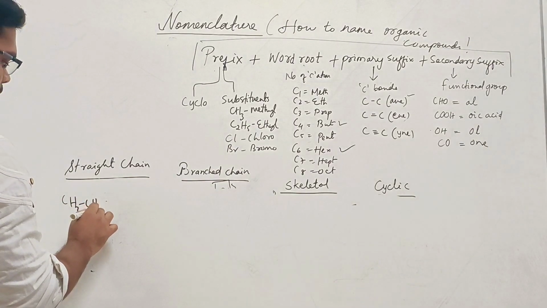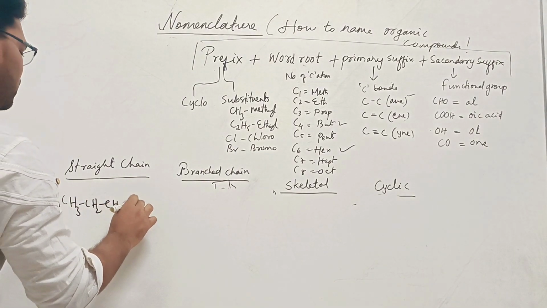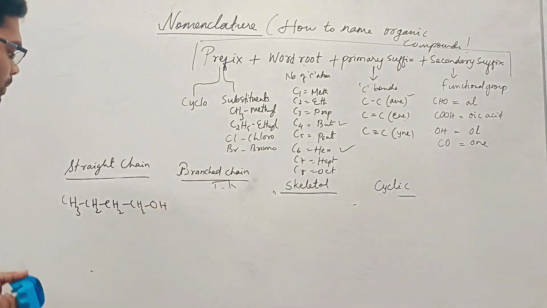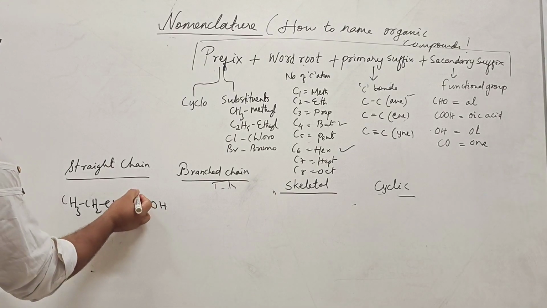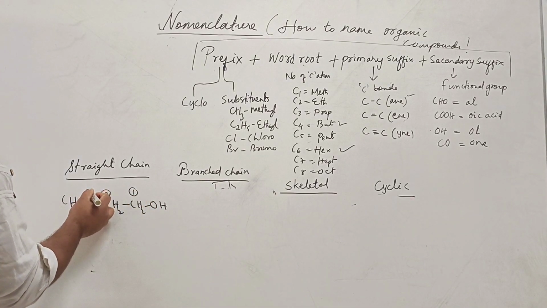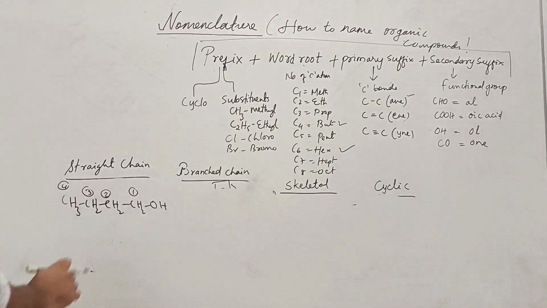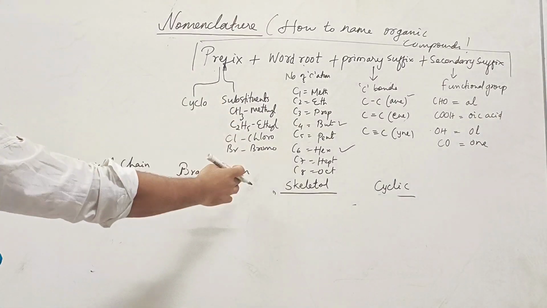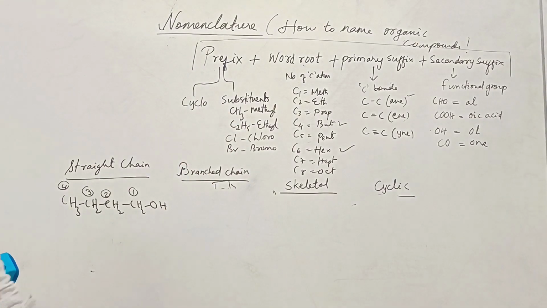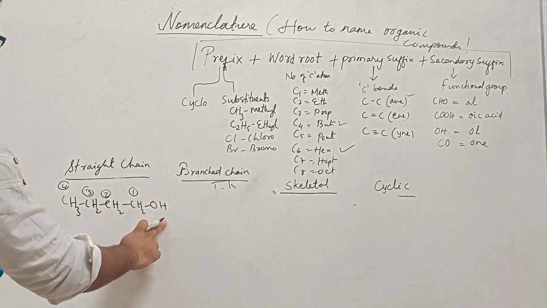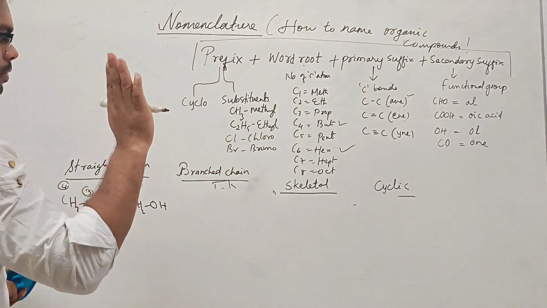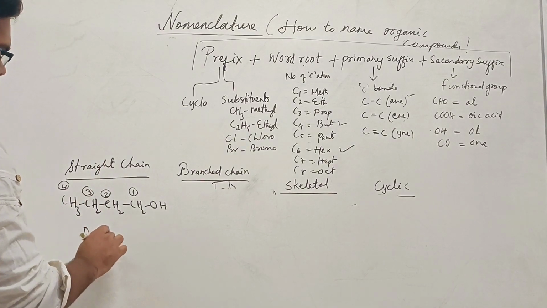CH3, CH2, CH2, CH2, OH, for example. Alright, so how do you name this compound? This will be the first carbon, second carbon, third carbon, fourth carbon. So firstly you have to say prefix. Prefix, there is no chloro, bromo. Alright, so skip it. Now come to word root. Word root is number of carbon atoms present. How many? Total number of carbon atoms 4. 4 means you get but.